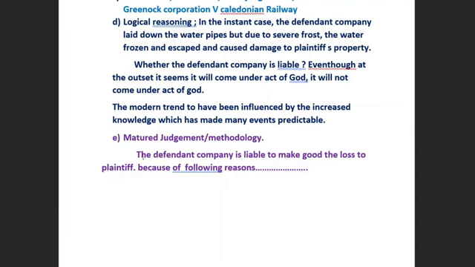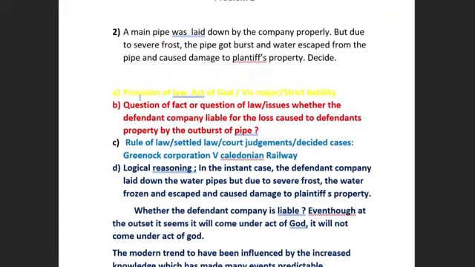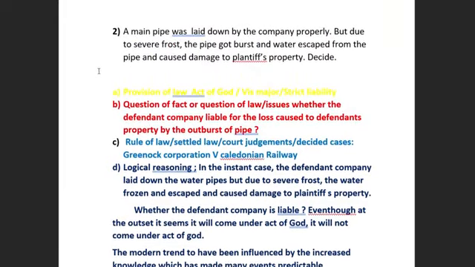The judgment is: the defendant company is liable to make good the loss to the plaintiff. That is, the plaintiff can get the damages. So in this way, you have to solve this problem number 2.